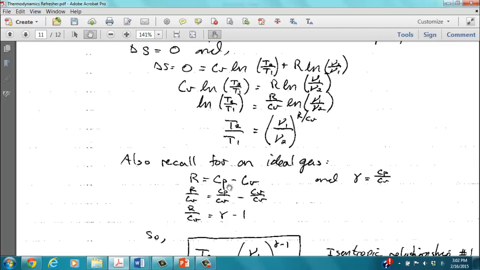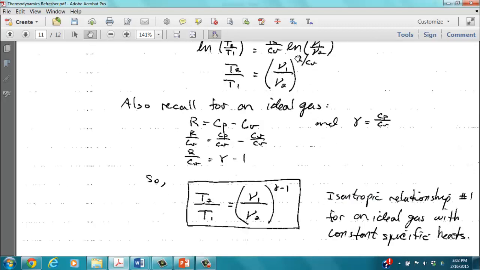So if I go through and I write, starting with this expression for R and this definition for gamma, I can show that R over Cv is equal to gamma minus 1. And so I can substitute that gamma minus 1 into my isentropic relationship for T2 over T1 and basically get this relationship that relates the temperature ratio between two states to the inverted volume ratios between those two states raised to gamma minus 1. We call this isentropic relationship number 1, and it's specific to an ideal gas undergoing an isentropic process with constant specific heats. Okay? Put a box around it because you're going to use this expression frequently this semester.